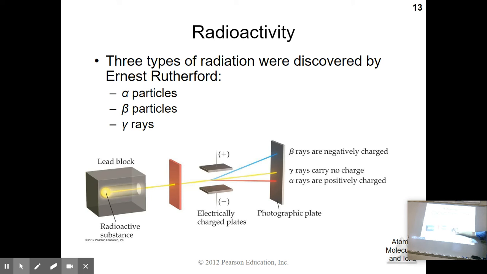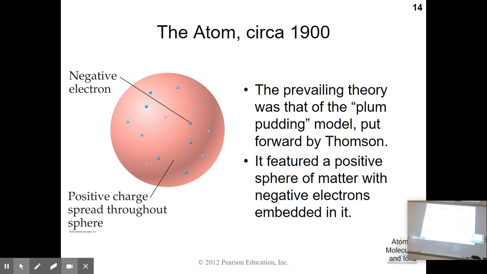And he had this photographic plate that would detect the radiation as it came into contact with it. He found that certain rays were deflected towards the positive plate, certain rays were deflected towards the negative plate, and other rays just went straight through without even having a care in the world. He found out that the beta particles were the ones that had the negative charge, alpha, positive charge, and gamma, no charge. So yes, it looks like a very simple setup. There's a little more to it, but you get the idea.